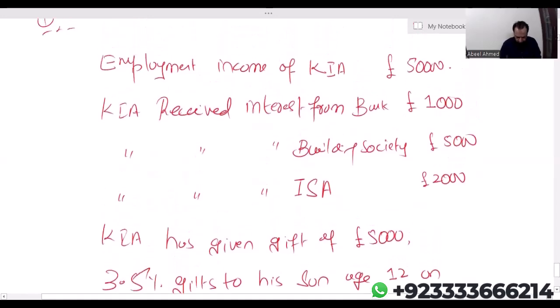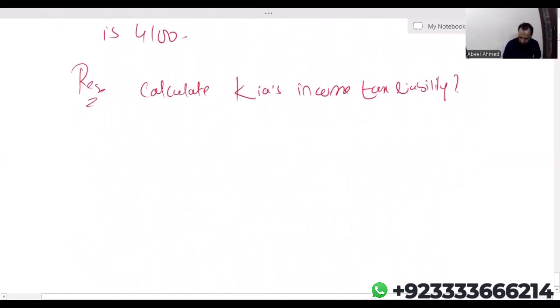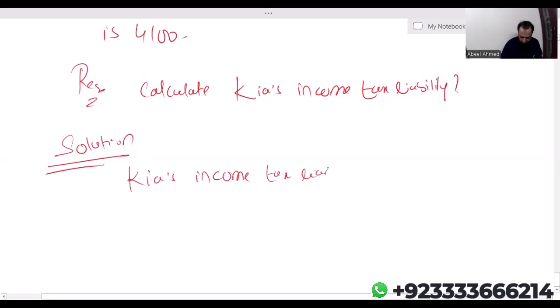Now listen. Let's say it's a 6 to 8 marks question, assuming. How to solve? First of all, student, you have to bring all the incomes vertically. Then, how to apply tax rate, I'll show you. First of all, let me show you what will be the proper format. We are calculating Kia's income tax liability. The heading is Kia's income tax liability.